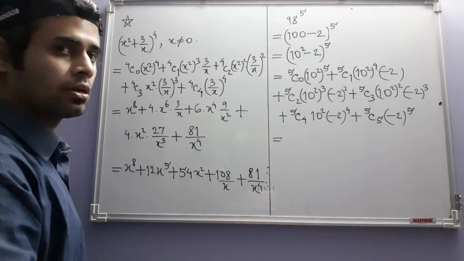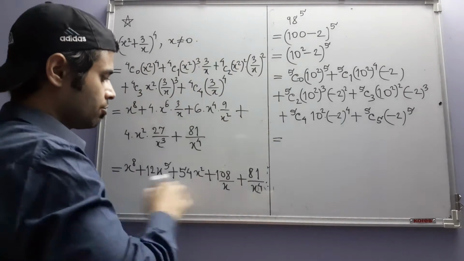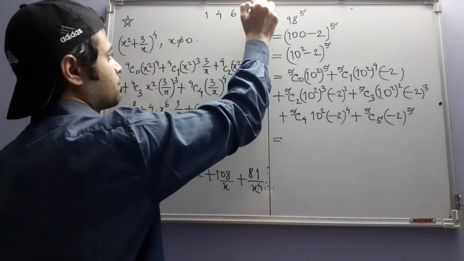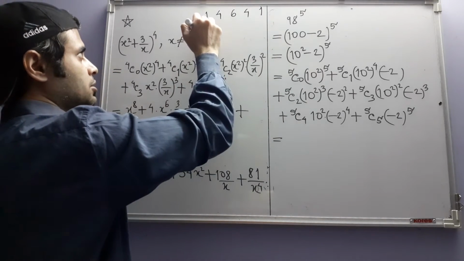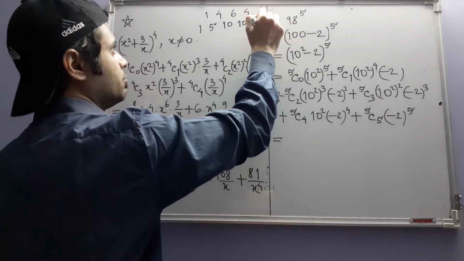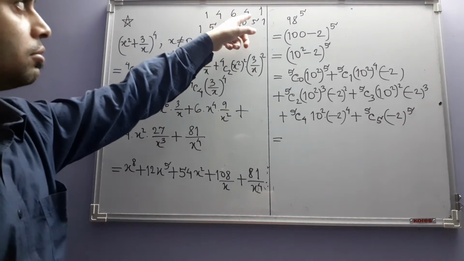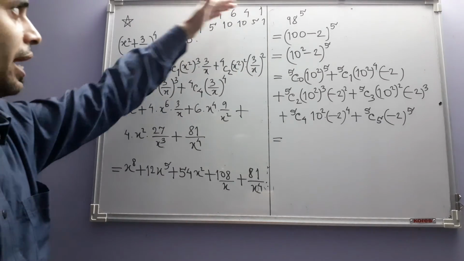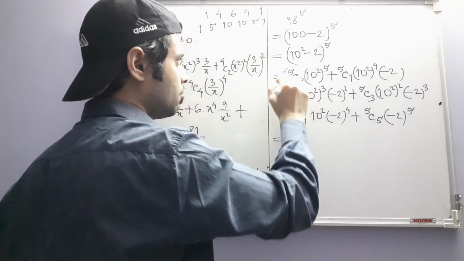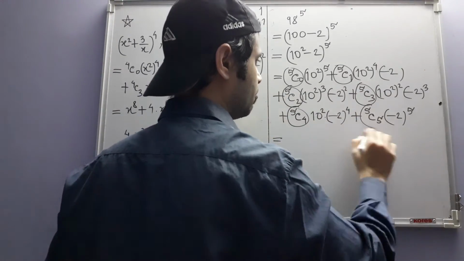Okay, now comes the question of the coefficients. So again we can use Pascal's triangle. The previous coefficients help us here because the previous coefficients were 1, 4, 6, 4, 1. So the next ones will be 1, 5, 10, 10, 5, 1. You add the nearest neighbors in the previous row. So this is 1, 5, 10, 10, 5, 1.